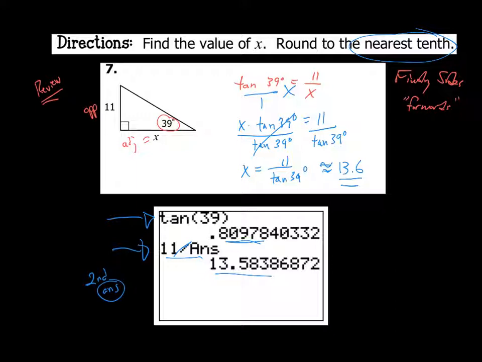So the answer to number 7 is x equals 13.6. And that's a side length. So I'm not going to put degrees on that.